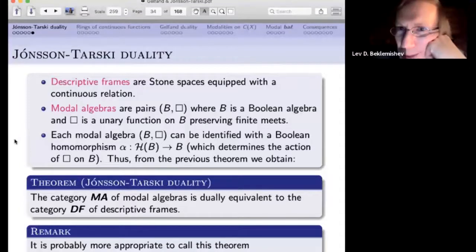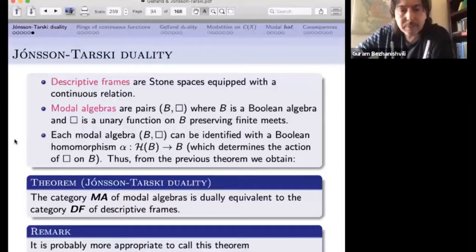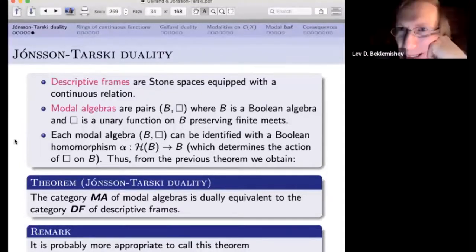May I ask a question? Yes. Does it extend to more than unary operations, binary operations, ternary, and so on?